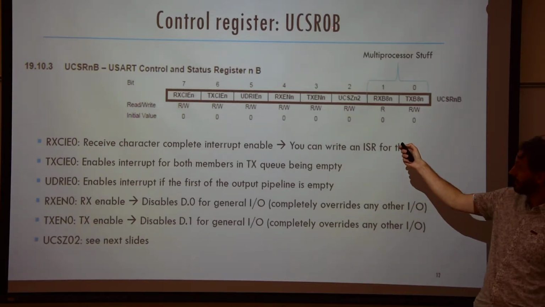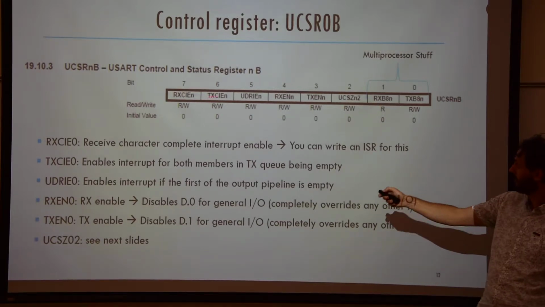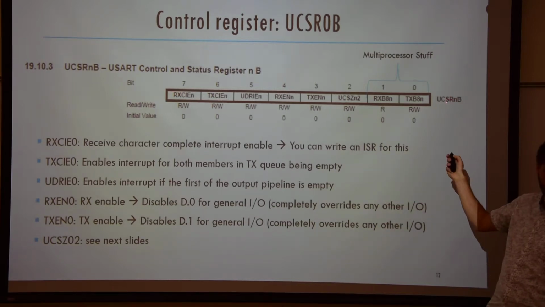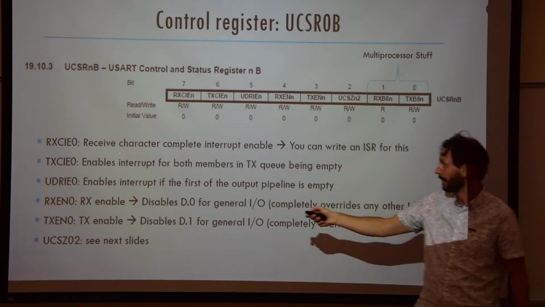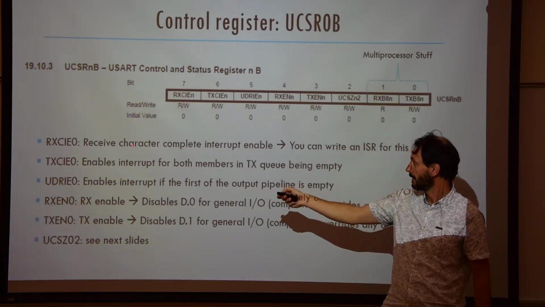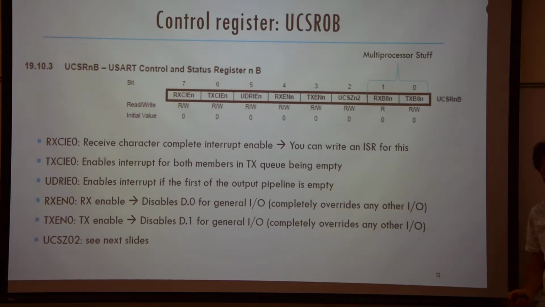Then we have register B. Again, a whole bunch of special positions in this particular control register that are of interest to us. First, this particular position indicates the receive character complete interrupt enable.